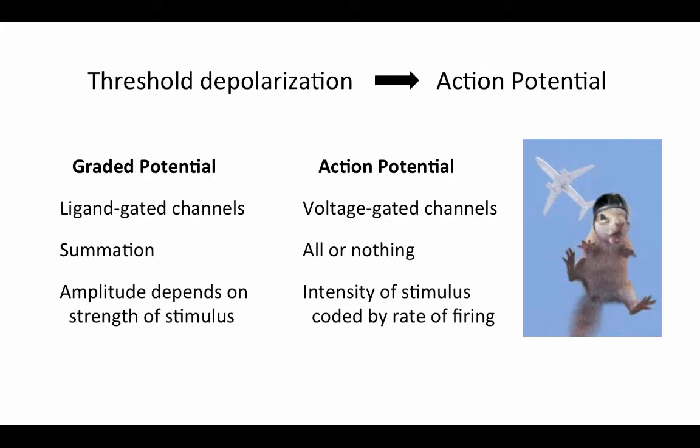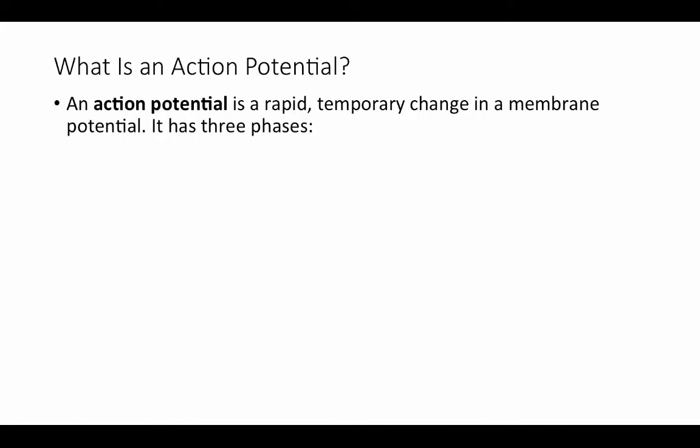In contrast, an action potential, because it's all or nothing, each one of those signals is going to be exactly equal, but the intensity of the stimulus is going to be communicated by how often those action potentials come through. So the rate of firing is going to send the information about how strong that stimulus is. So what is an action potential?